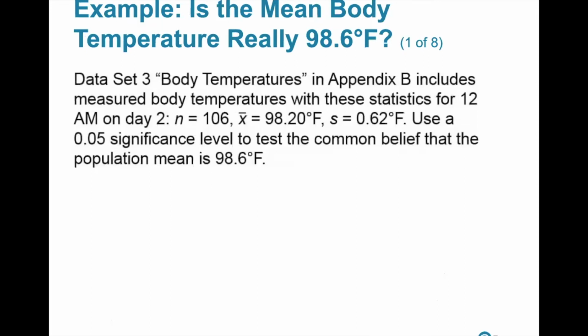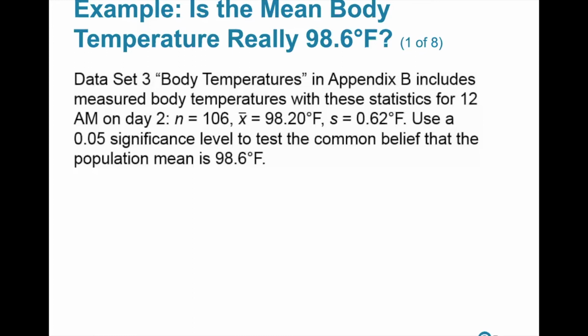All right, next example. Data set 3, body temperatures in Appendix B. I think that can be found on a website somewhere, but I don't think we need it right now. Includes measured body temperatures with these statistics for 12 a.m. on day 2. N equals 106, so the sample size is 106. X bar is 98.2 degrees Fahrenheit, and the sample standard deviation is 0.62 degrees Fahrenheit. Use a 0.05 significance level to test the common belief that the population mean is 98.6 degrees.